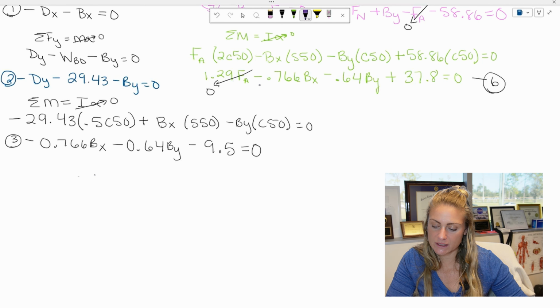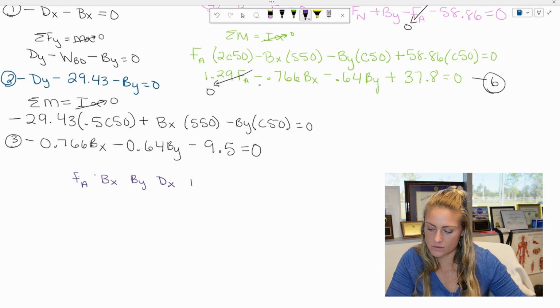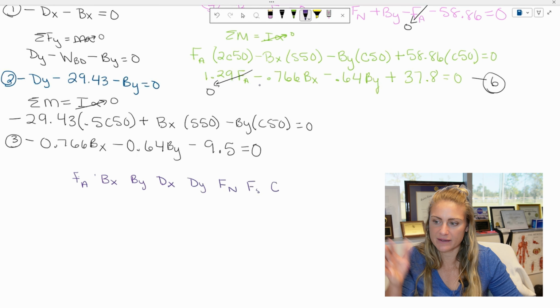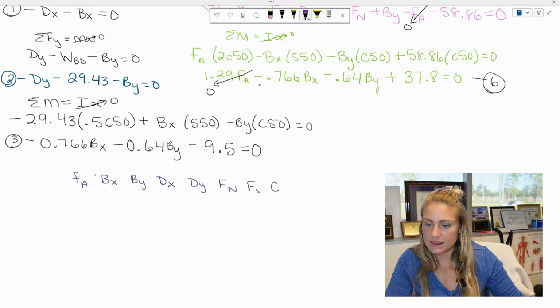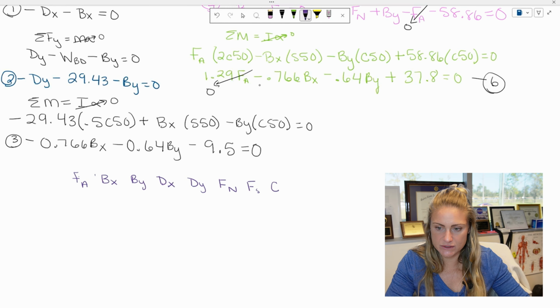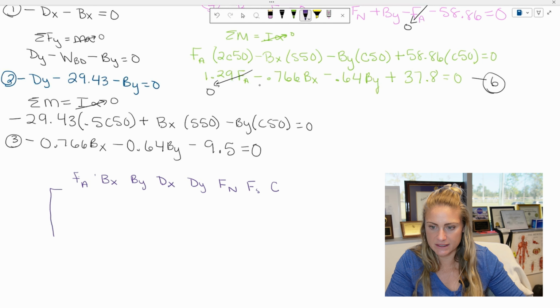So I'm using FA, BX, BY, DX, DY, FN, FS, and I have some kind of constant in there because of that weight. So I have a constant, okay? These are going to help keep me organized, okay?